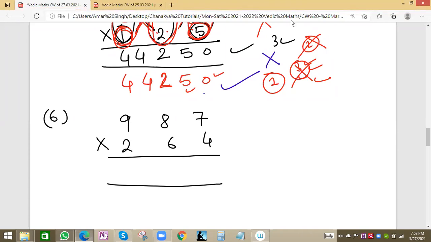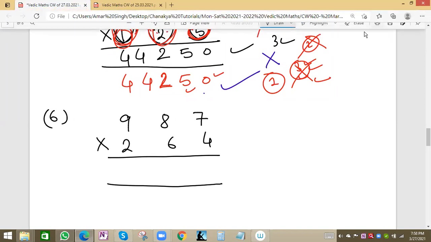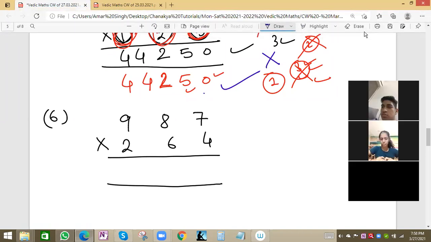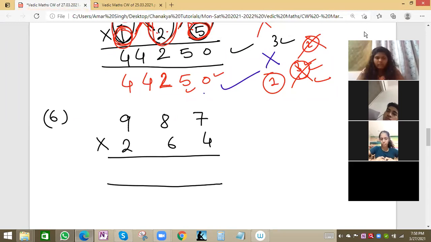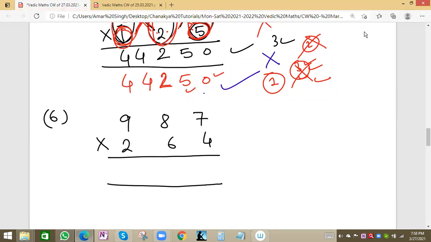Uddhav, Prashan, everyone will try. Pratusha, Sara, Chanchal, Tanvi, Tushar. Chanchal also got the right answer. Ashish's answer is also correct. Pratusha also correct. So most of you have got the answer. Vedika also correct answer. Pratibha, please try once again because your answer is not correct.